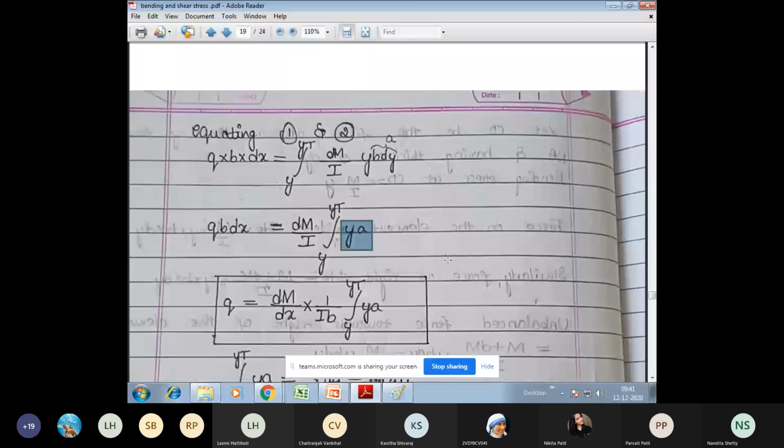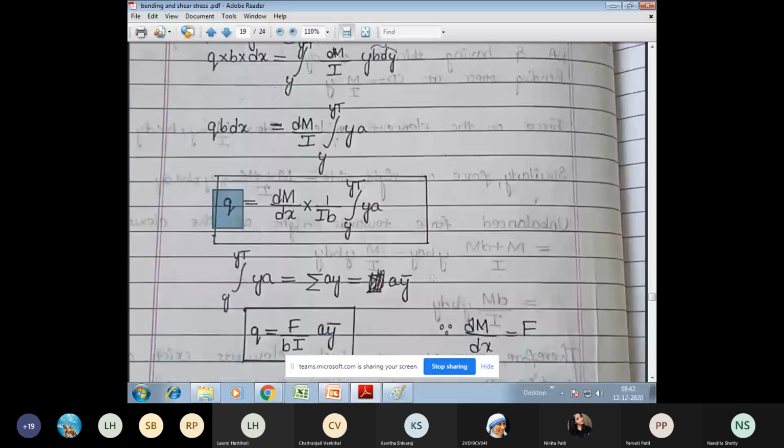See, ultimately what is the purpose of your derivation? It is to determine the equation for the shear stress, which is nothing but Q. So take this Q outside. Equate this now. Q is equal to dM by dx, with dx taken to the denominator on the RHS, into 1 upon I into B, integration limits y to y_t, y into A. So this is the formula for the shear stress.